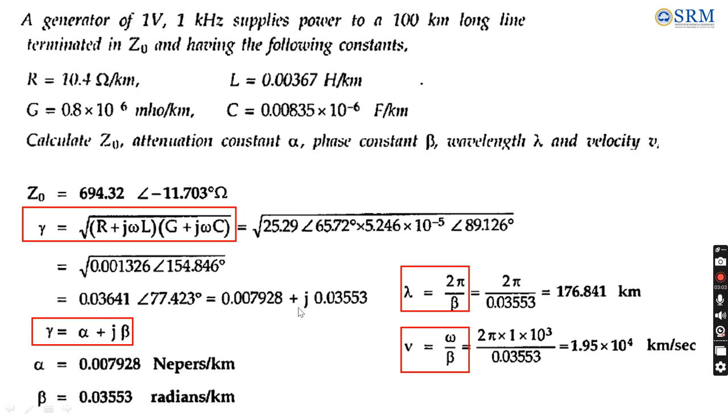And the phase constant is the imaginary part of the propagation constant, so we have to take this imaginary part and write radians per kilometer. For finding the wavelength, we know the formula, it is equal to 2 pi by beta. Beta we have just found here, so substitute and find the answer in kilometers. Velocity is omega by beta. Omega is 2 pi f, divided by the same beta. We get the answer in kilometers per second.